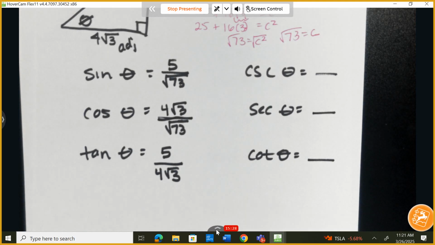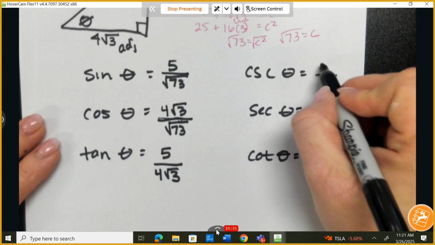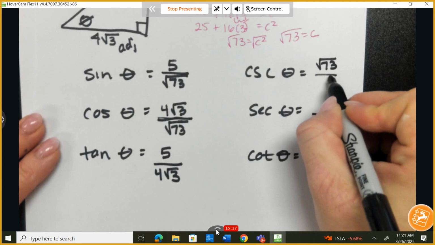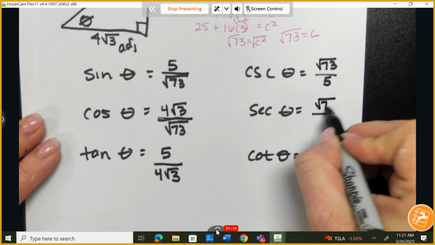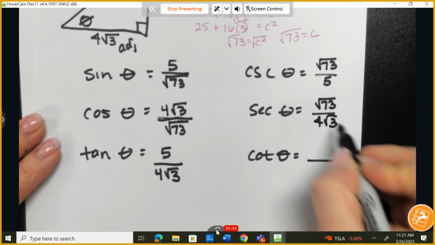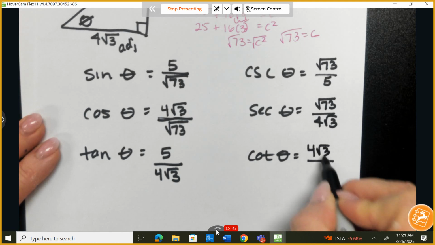What do you do for the cosine? So now that there's both, we're going to do that in a little bit. Yeah, we're going to get to that. Square root of 73 over 5. Square root of 73 over 4 square roots of 3. 4 square roots of 3 over 5.